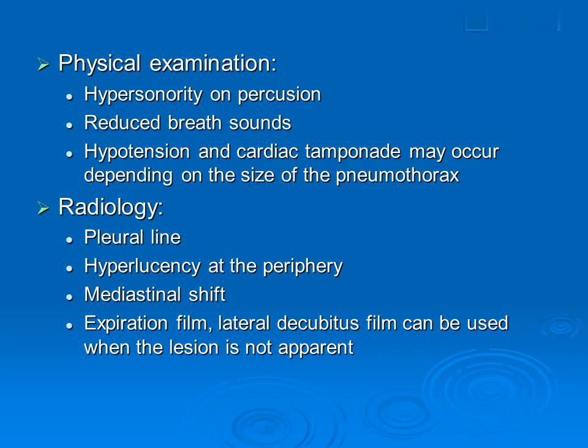Physical examination: hyperresonance on percussion, reduced breath sounds. Hypotension and cardiac tamponade may occur depending on the size of the pneumothorax. Radiology: pleural line, hyperlucency at the periphery, mediastinal shift. Expiration film and lateral decubitus film can be used when the lesion is not apparent.